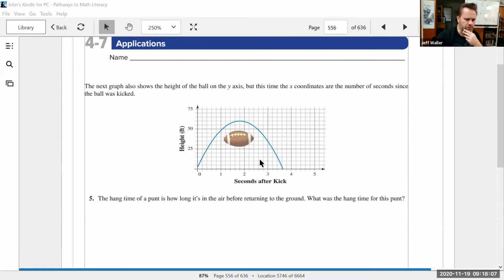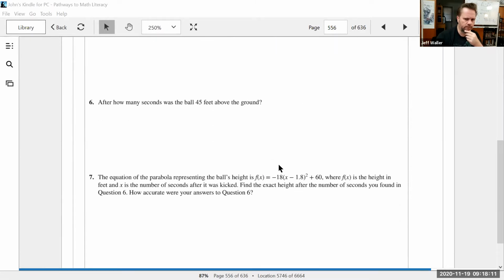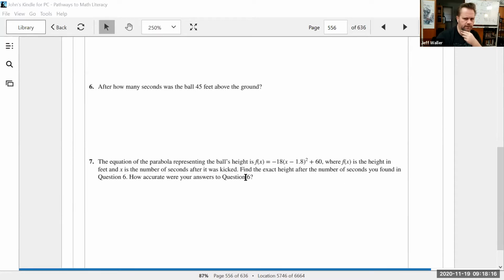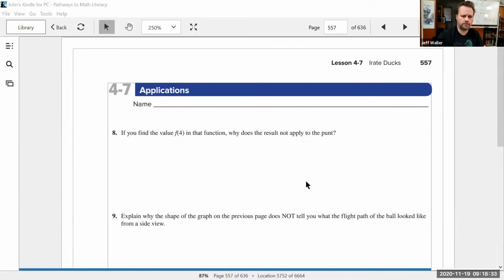Where it gets more interesting is when they give you a formula right here, and you have to use the answer you got for number 6. You have to plug it in. So that's not a big deal. They're going to give you, you're going to figure out how many seconds, and then you're going to plug it into this equation, and you're going to see how right you were.